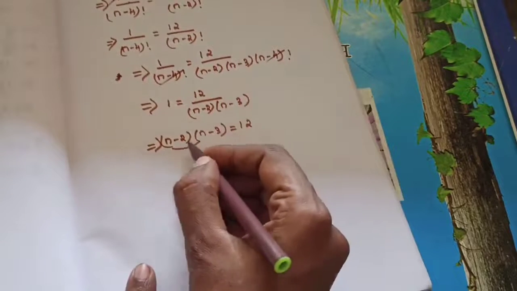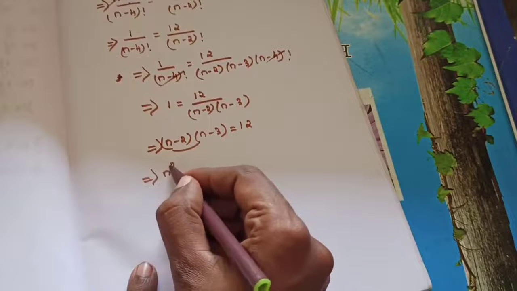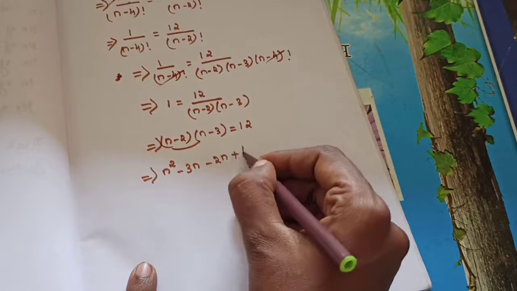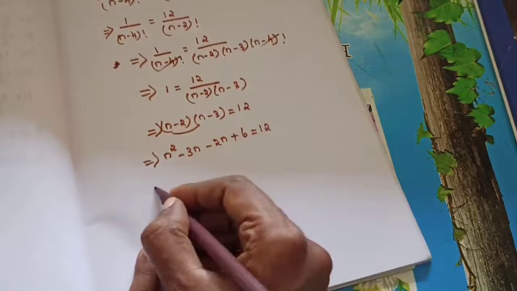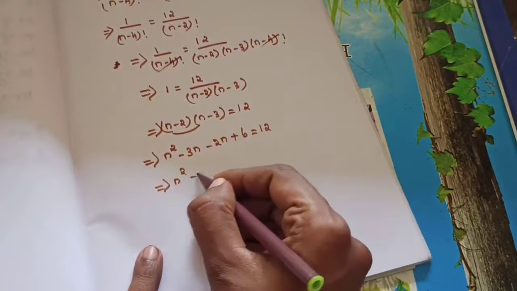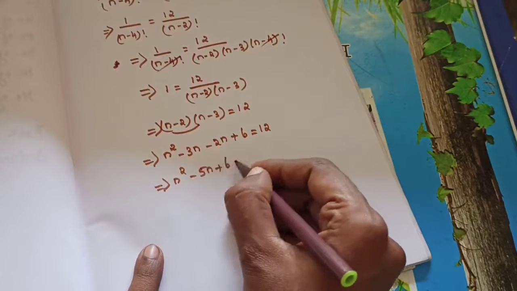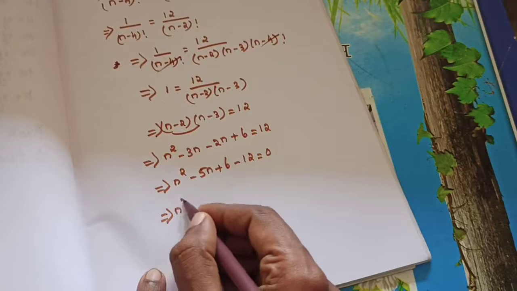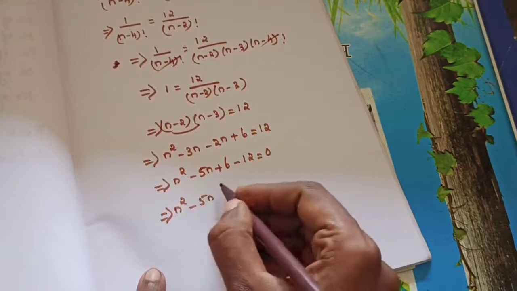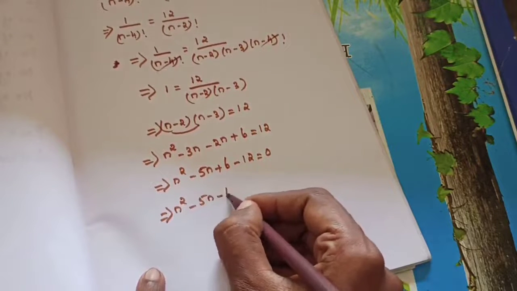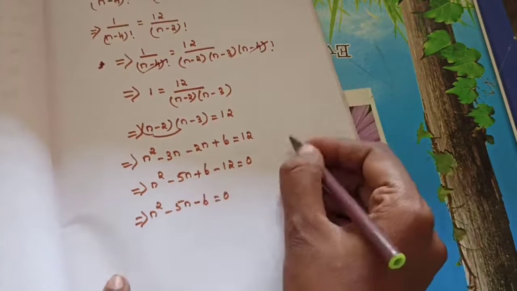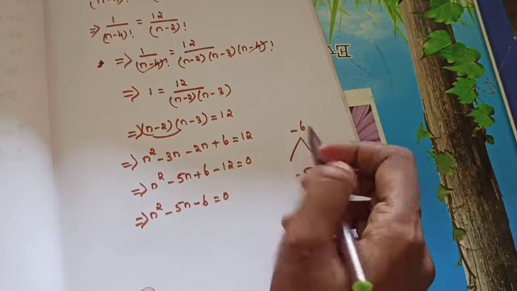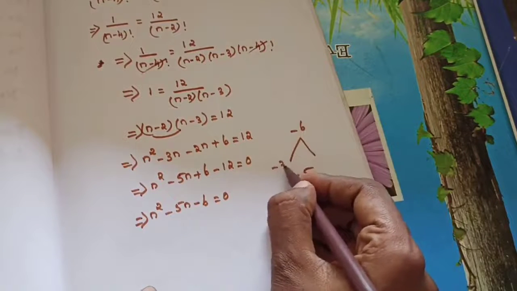Now multiply inside. What value do we get? N square minus 3N minus 2N plus 6 is equal to 12. Which implies N square minus 5N plus 6, bring this to this side, minus 12 equal to 0. So N square minus 5N minus 6 is equal to 0. Now you factorize minus 6. Multiplication factor minus 6, adding factor minus 5.